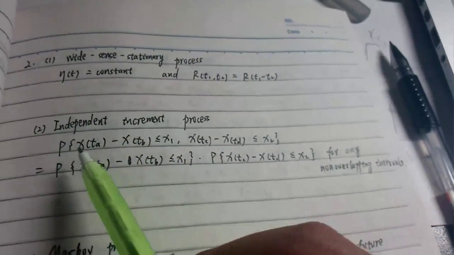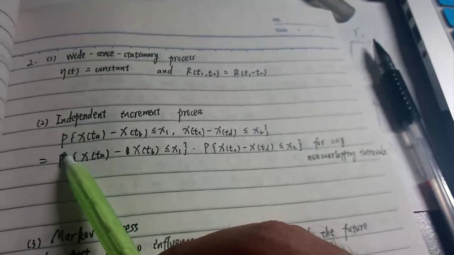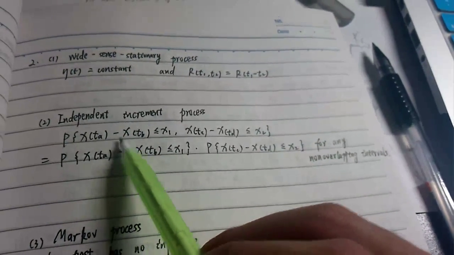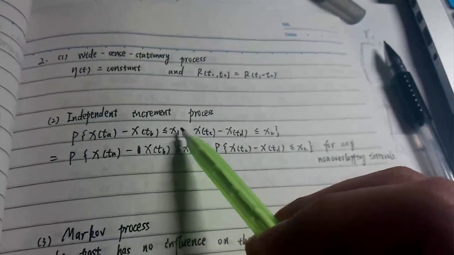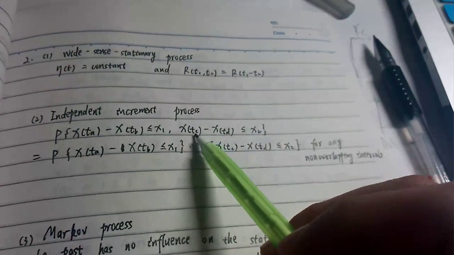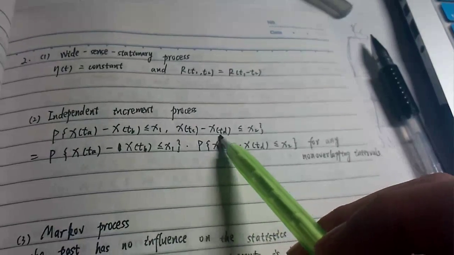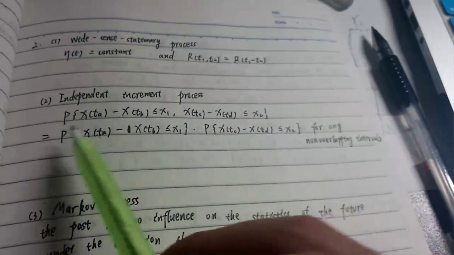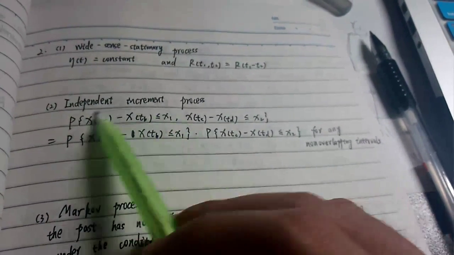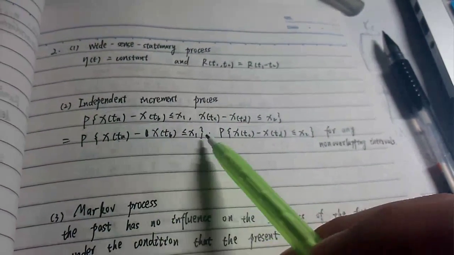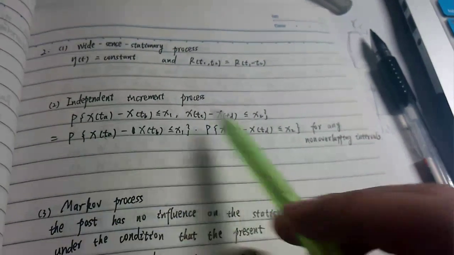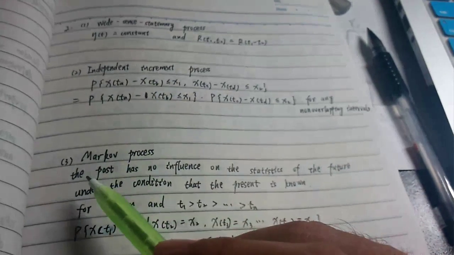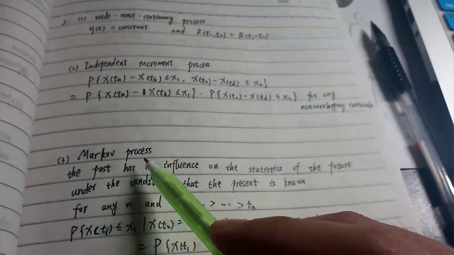And the second process is the independent increment process. The definition is: the probability that Xta minus Xtb is less than x1 and Xtc minus Xtd is less than x2 is equal to this, separate, multiply these two probabilities.